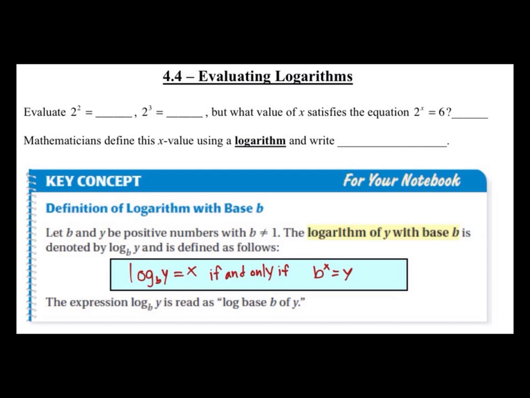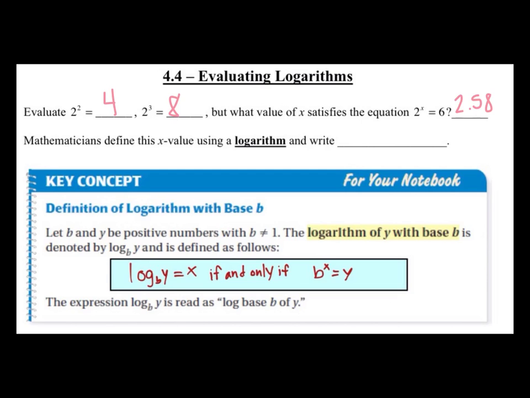So if you're looking at 2 squared, we know that 2 squared equals 4, and we know that 2 cubed equals 8. But when you look at the expression 2 to what power equals 6, it's not going to be a perfect value. Now, I know how to solve for these, and I know that 2 to the power of 2.58 is going to give us the value 6. And we're going to learn how to solve for that exponent.